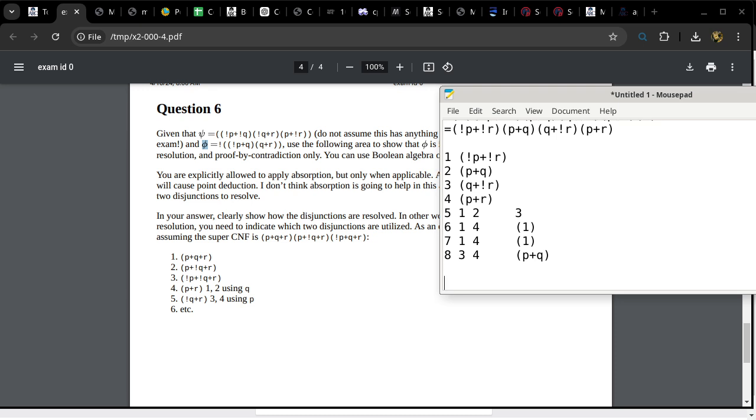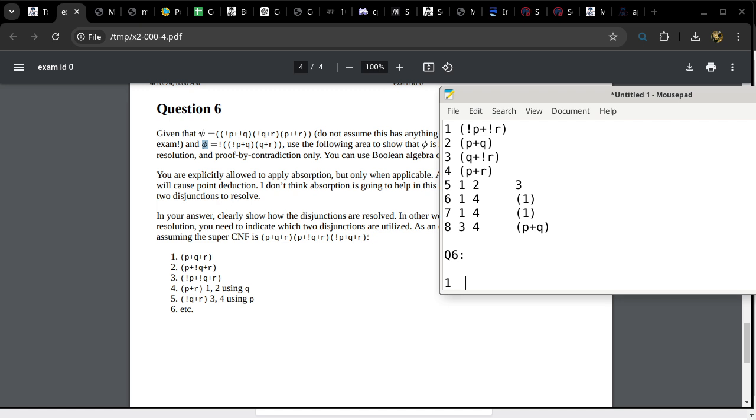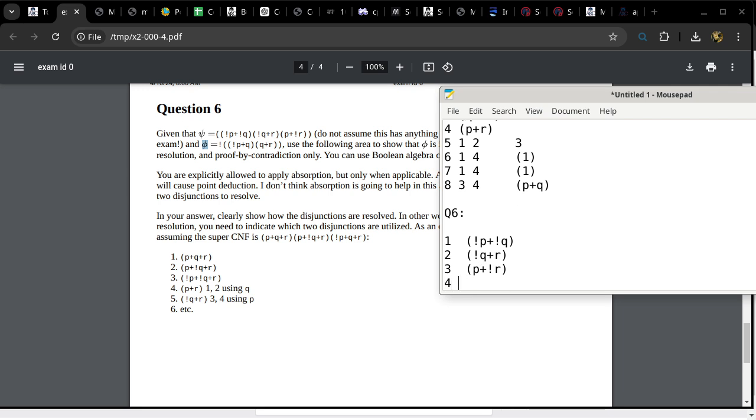All right, so we're going to spell out all these. Number 1 is not P or not Q. Number 2 is not Q or R. Number 3 is P or not R. Number 4 is not P or Q. And then number 5 is Q or R.